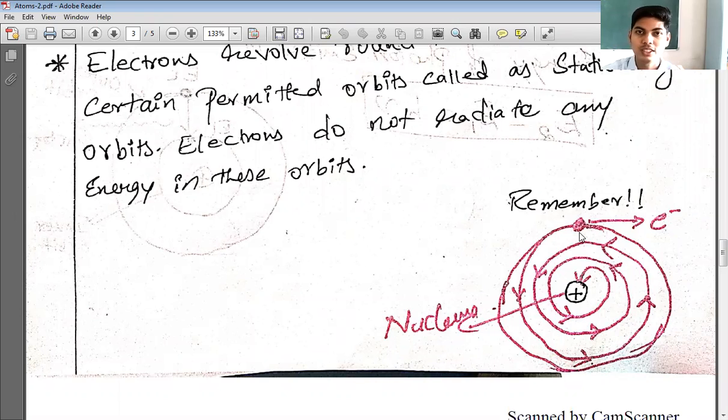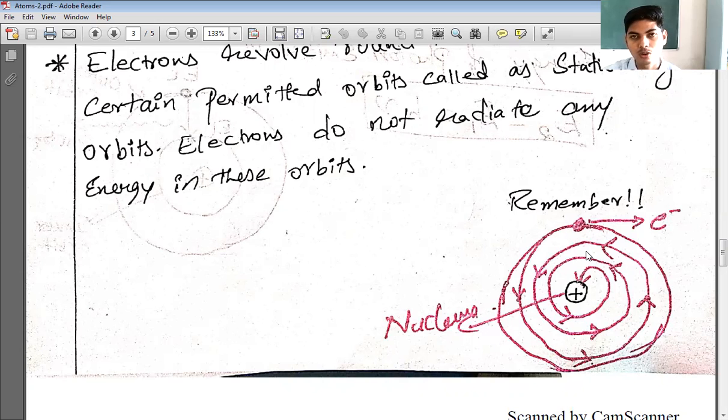But if this happens, if an electron can revolve in all possible orbits, then according to classical electromagnetic theory, whenever a charged particle is accelerated, it emits energy in the form of light. See, the electron is revolving around the nucleus. We know that the electron is a charged particle. The electron is a negatively charged particle.